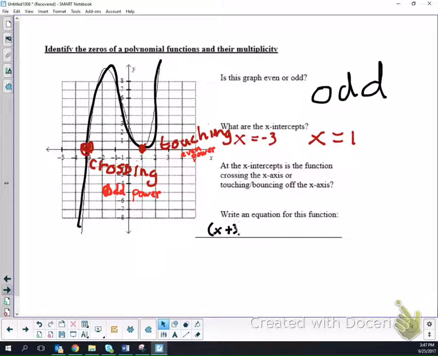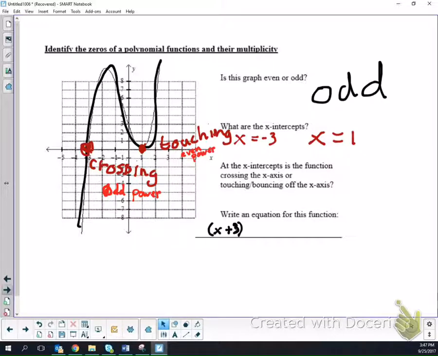Perhaps we saw it happen a lot more than that. Perhaps we had x plus 3 times x plus 3 times x plus 3 times x plus 3 times x plus 3, and we saw it happen 5 times. Either way, we know that this is just going to be an odd power. I'm going to leave it as it is for right now.